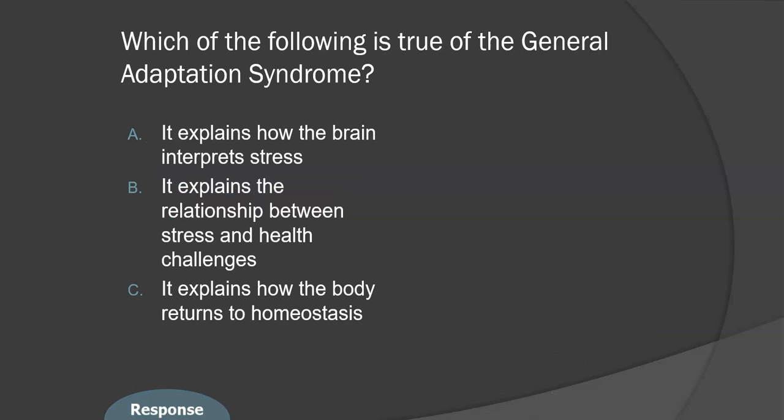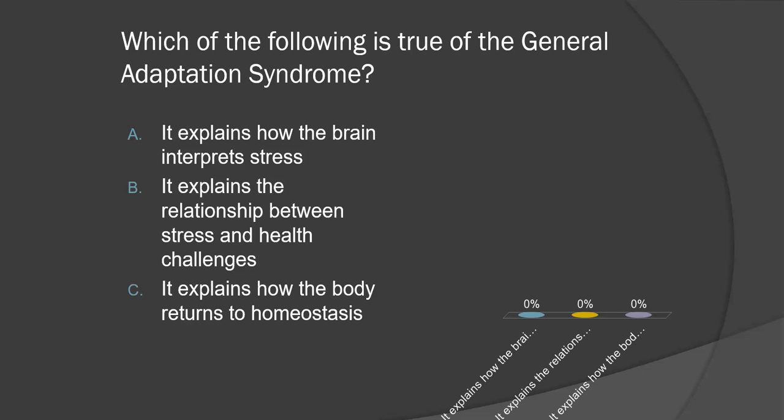Which of the following is true of the general adaptation syndrome? A, it explains how the brain interprets stress. B, it explains the relationship between stress and health challenges. Or C, it explains how the body returns to homeostasis. Okay, so here's the answer. It explains the relationship between stress and health challenges.